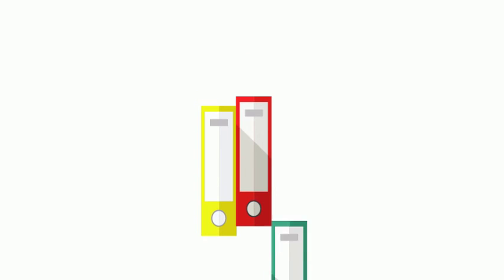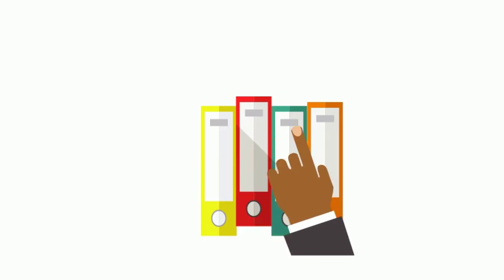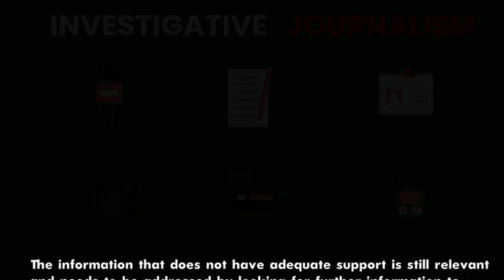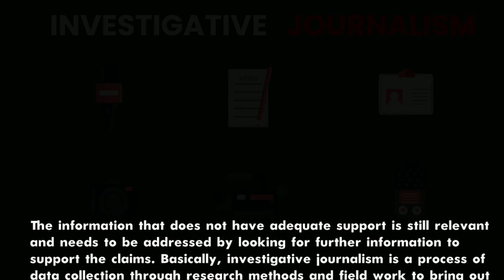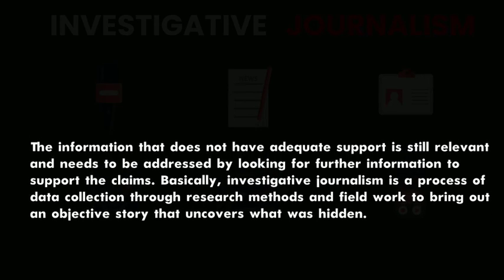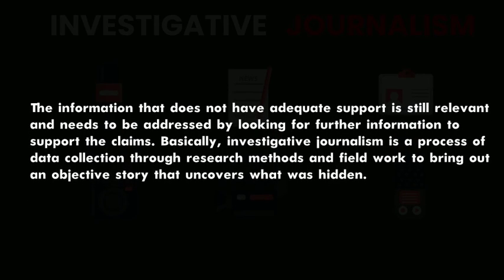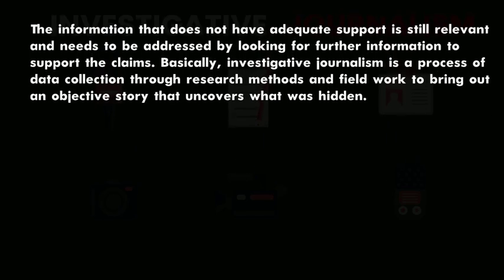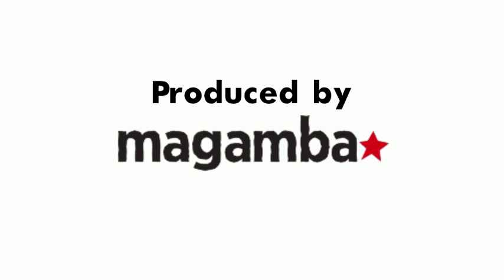After gathering all the essential information, the data needs to be analyzed and relevant information that is supported by evidence noted down and set aside for further review and reinforcement by further sources. The information that does not have adequate support is still relevant and needs to be addressed by looking for further information to support the claims. Basically, investigative journalism is a process of data collection through research methods and fieldwork to bring out an objective story that uncovers what was hidden.